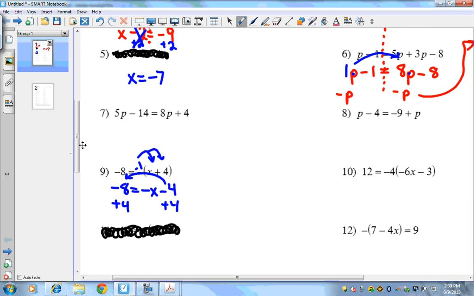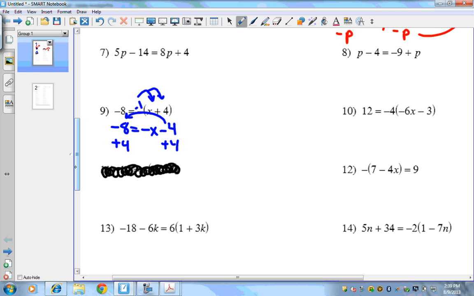So my next step is I'm going to write it where number 11 would be. Negative 4 is equal to negative x. Now you're not done. See this negative sign here? That's actually a negative 1. So what you're going to do is divide by that negative 1 to get that out of here. And when you do that, you get 4 is equal to x.